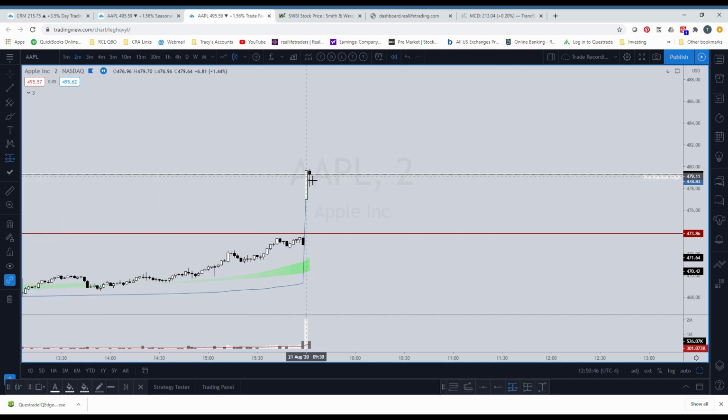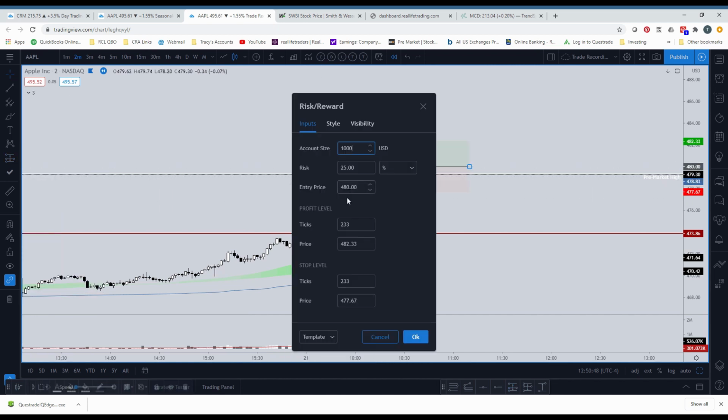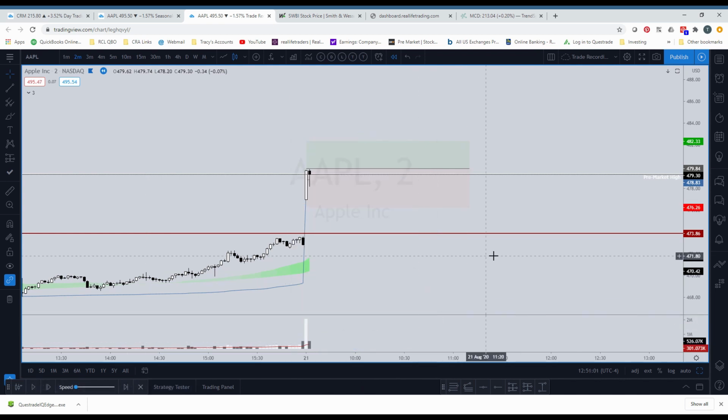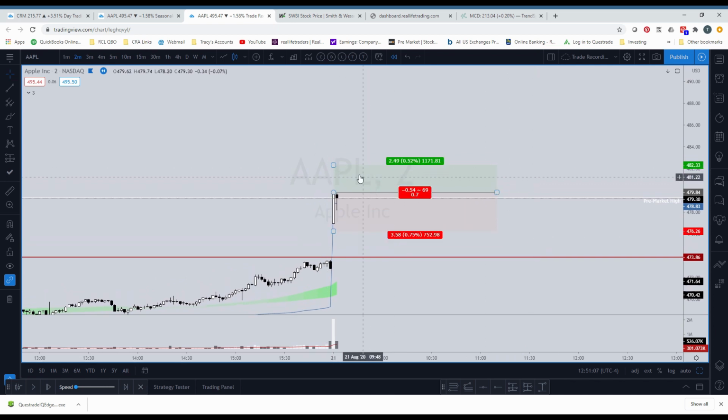So I entered my trade as a breakout, and I entered it at 479.84 with a stop of 476.26. Now, a few things. I don't have any levels. We're in the all-time highs.